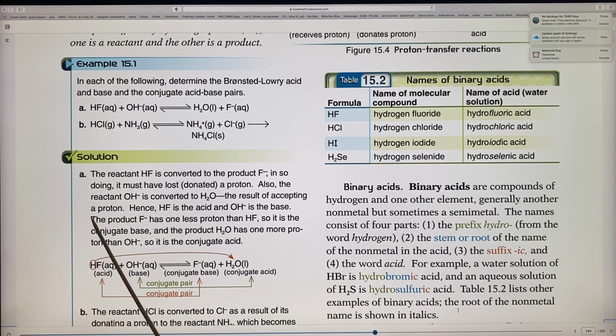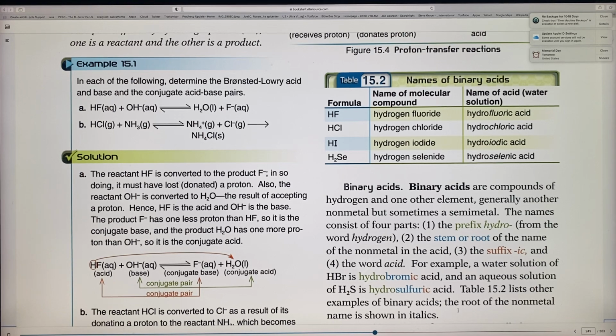So here we have the acid. This is the acid. You know it's an acid because hydrogen fluoride is an acid. And then you know that this is the base. OH is always the major base. So we have hydroxide there. So then we end up freeing the hydrogen here, and you can see how it produces fluoride and water. And these two are the conjugate pairs. These two and these two are pairs. You have the acid and the base and the acid.